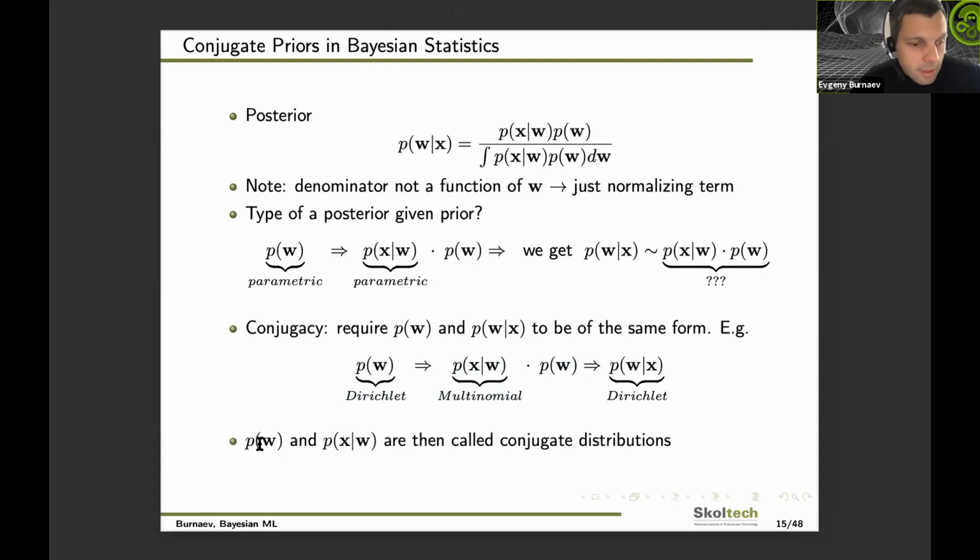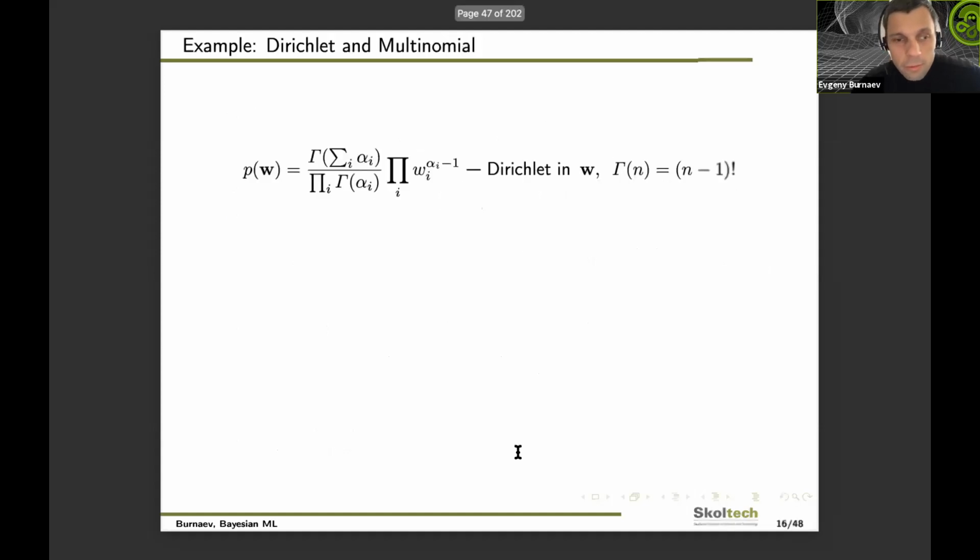If this happens, then p of w and p of x given w are called conjugate distributions, because when we calculate the posterior distribution for conjugate distributions, the posterior belongs to the same family of distributions. And this is exactly what happens for the exponential family of distributions.